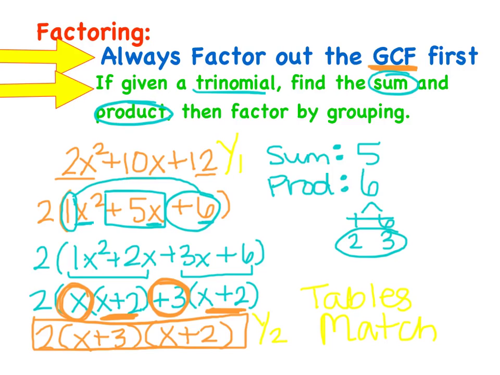The other thing that you could do would be to multiply out 2x plus 3 and x plus 2. If you were to multiply this out by hand, you will be left with 2x squared plus 10x plus 12. I'm not going to show how to check it by hand in this video, but please ask me if you have questions about that.